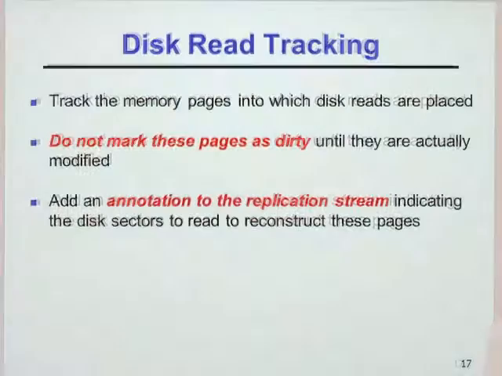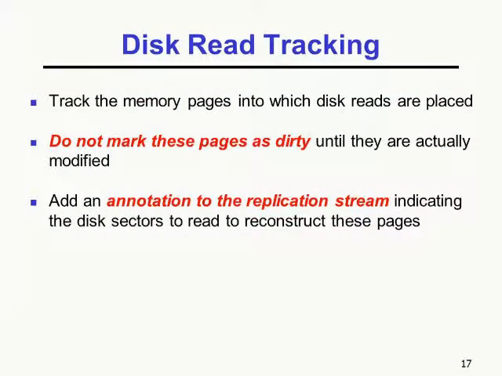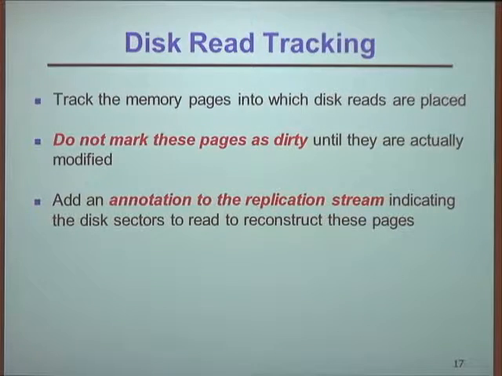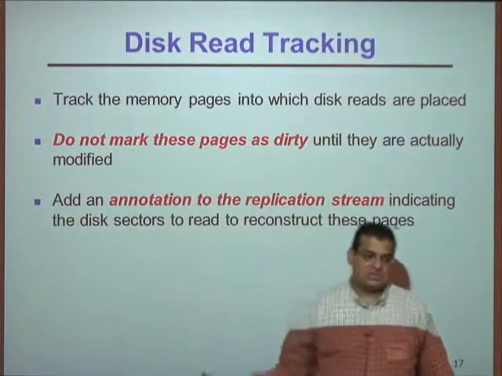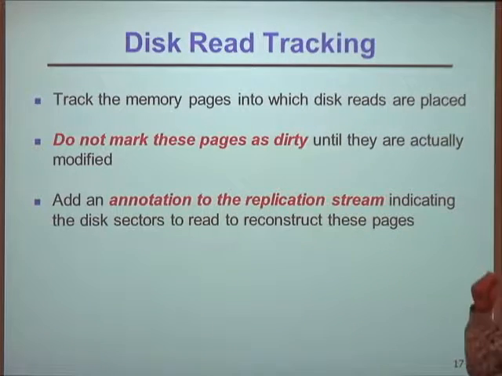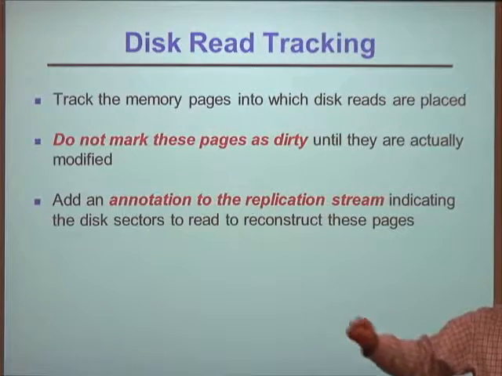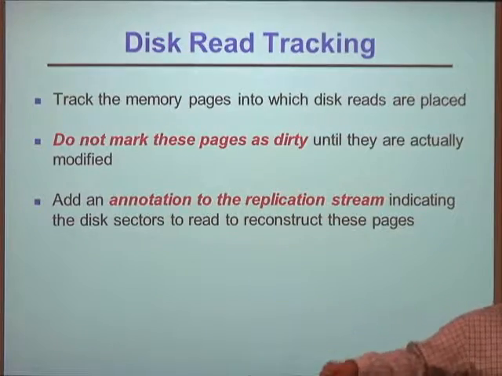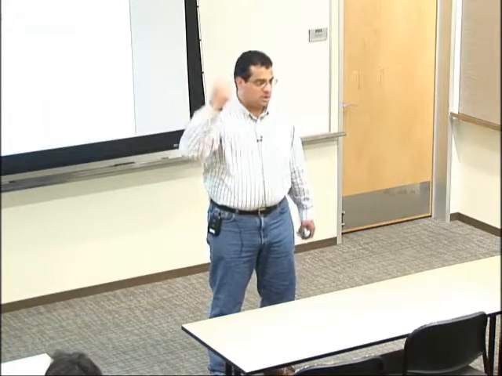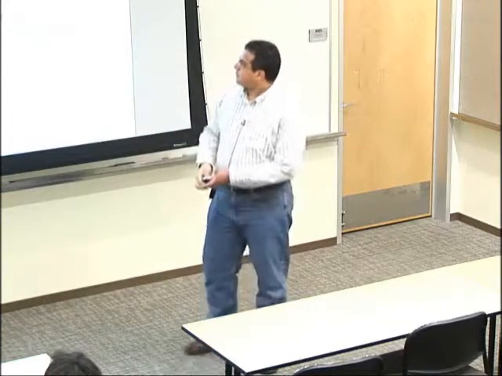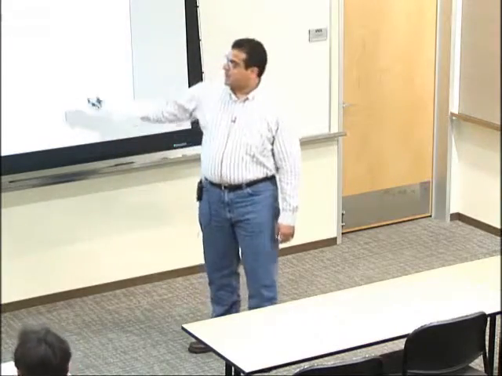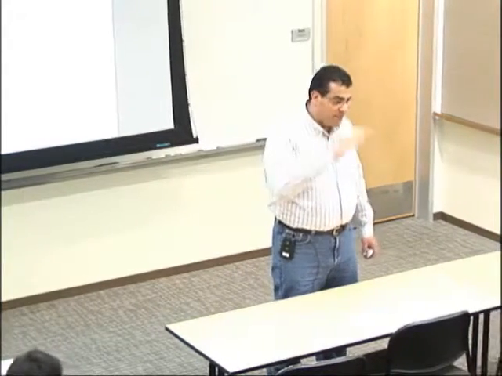So what we do in this optimization is we track any disk read. Again, this is not specific to the buffer pool, it's inspired by the buffer pool. For any disk read, we track the memory pages into which the read data is copied, and we don't mark them as dirty. We don't send them in checkpoints. Instead, we send an annotation in the replication stream telling the backup, you should read these pages from your copy of the database and put them in your memory to reconstruct these pages. Okay? And the backup can do this read lazily, so we only need to do this read from the disk when a failover happens. But in reality, we read this data periodically so that we can shorten failover time.